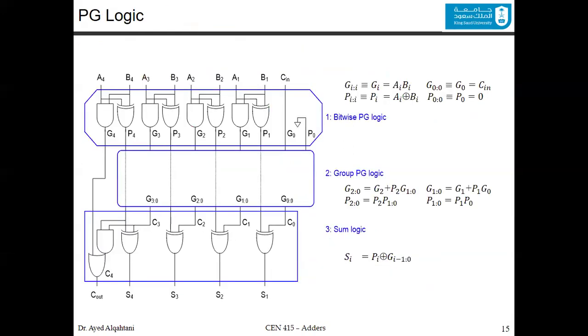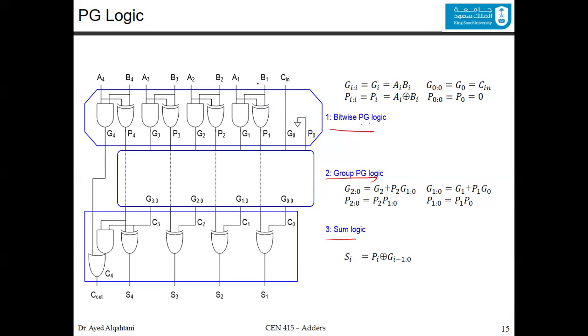So here we will have three parts in any carry or in any adder. You will have three parts. The first part is the BG logic, or the bitwise BG logic. This is the base case. The B0 is equal to 0. The G0 is the carry in.